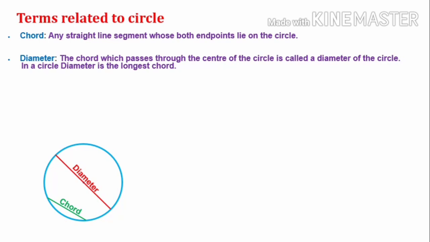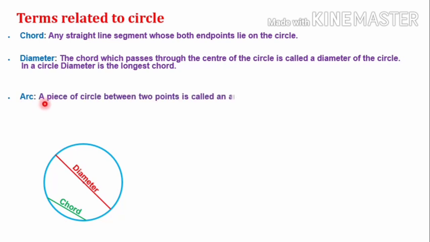The property of diameter is, in a circle, diameter is the longest chord. If you draw any chords within this circle and observe their lengths, diameter will be the longest chord because that particular line is passing through the center of the circle. So diameter is the longest chord.